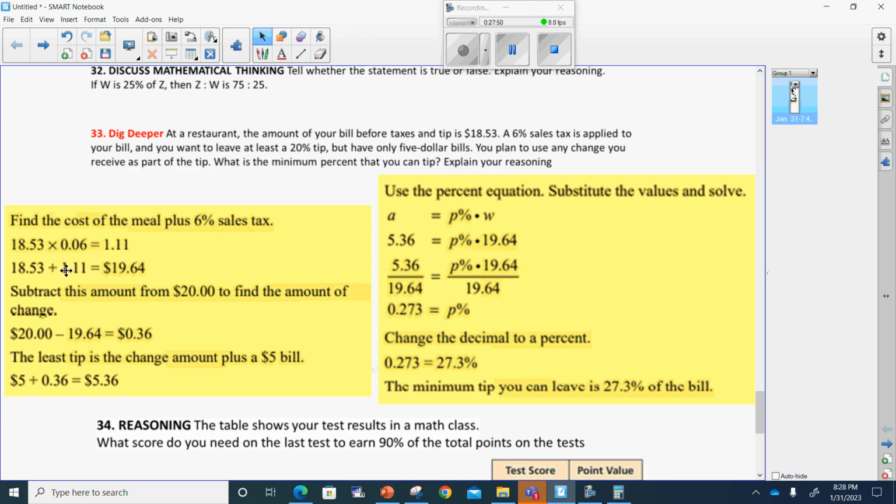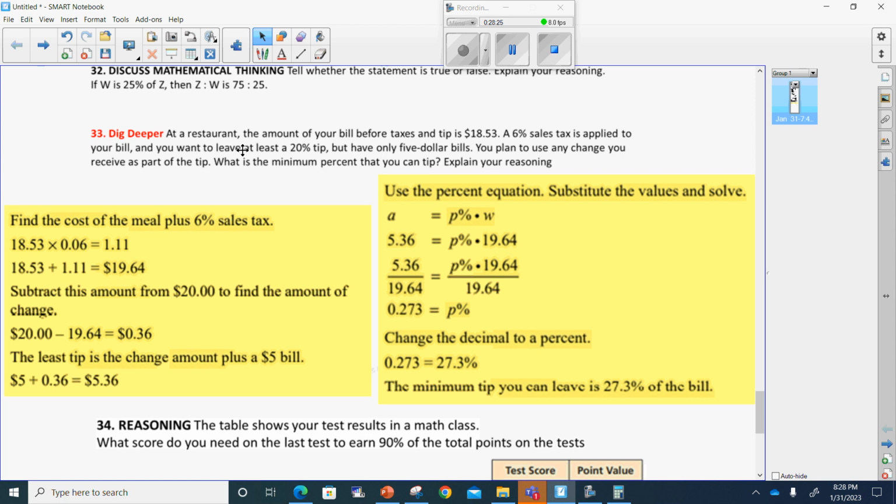And let's go ahead and go over it. First, we're going to find the cost of the meal plus 6% tax. The amount of your bill before tax is $18.53. We're going to multiply this by 6%, which is the decimal moved back twice, 0.06. That's going to give me $1.11. Oh, that's the sales tax. So now you're going to take the $18.53 and add it to the sales tax, which comes up to $19.64.